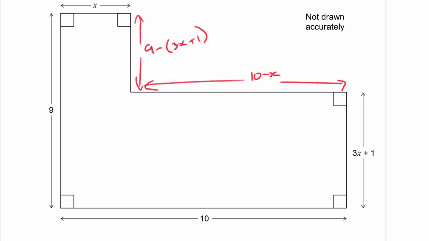Let's just divide it this way. At least I get one nice piece. So that part there is 9 times x, isn't it? So that part there is going to be 9x. And this other section is going to be 10 minus x times 3x plus 1. So that's going to give me a quadratic, isn't it? I'd have to work out what that is.